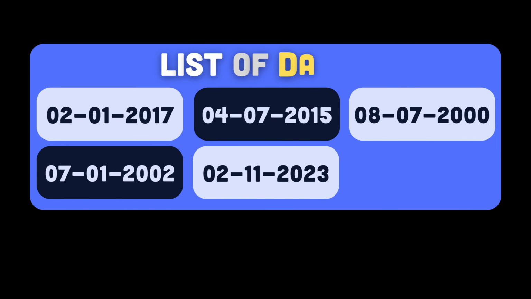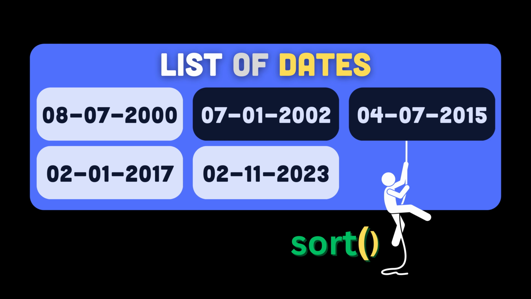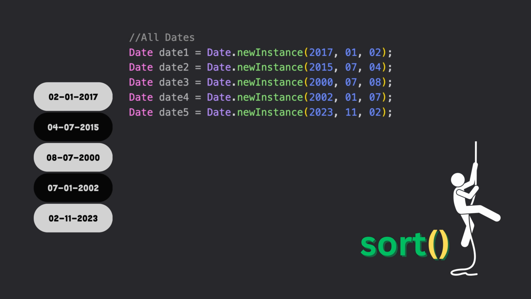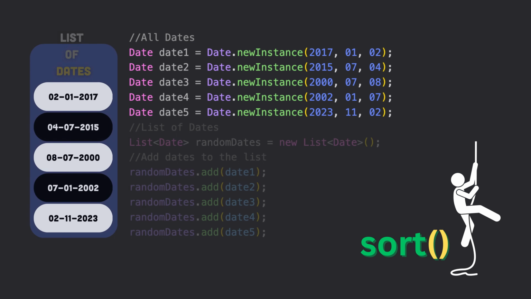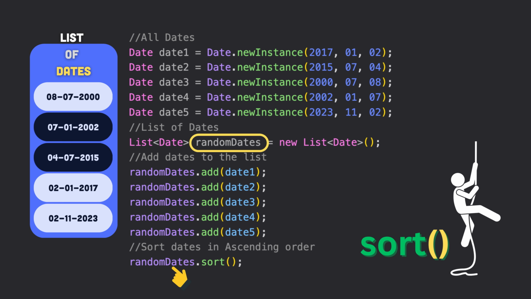Sorting a list of elements is pretty easy in Apex. For example, we have a list of unordered dates that we want to sort in ascending order. This can be accomplished using the sort method. In our code, we have a few unordered dates that we then add to a list. Finally, we can use the sort method on the list.